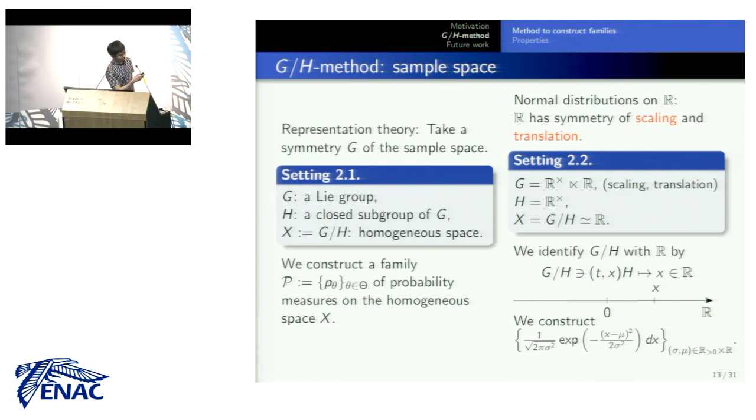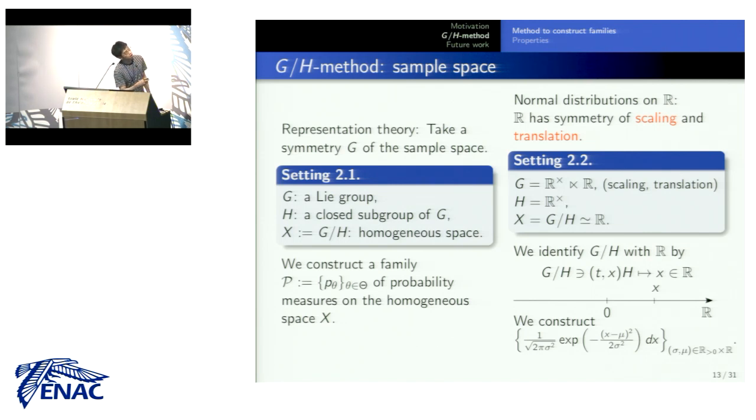On the left side, we show the procedure of the G mod H method in representation theory, and on the right side, we demonstrate how to generate the normal distribution by the G mod H method. First, we prepare a sample space with symmetry. We take a Lie group G and a closed subgroup H of G and consider the homogeneous space G mod H, denoted by X here. We will construct a family of probability measures on the homogeneous space X.